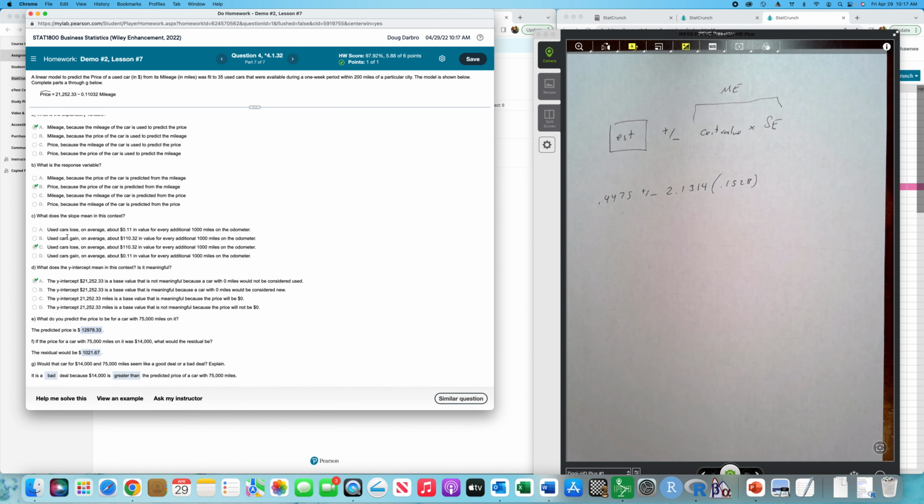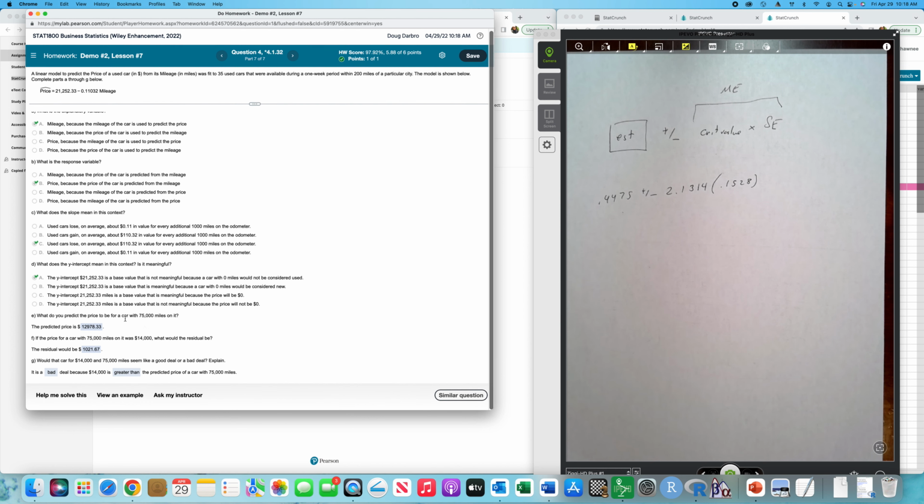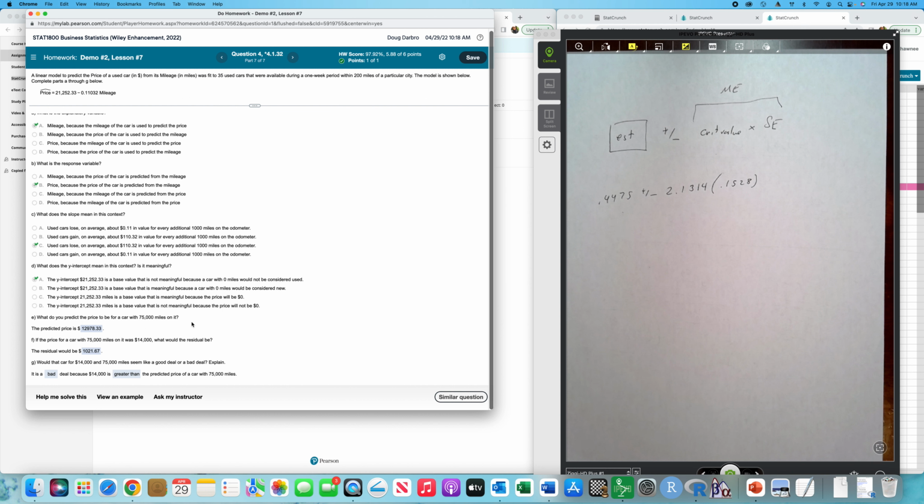The interpretation, the slope. So used cars lose, because we have a negative slope, about 110. So we multiply that by 1,000 because they are going according to 1,000 miles additional on the odometer. The y-intercept is the 21,250. So that's not going to be very meaningful here because the population of cars under study are used cars. And if a car has 0 miles, then it's not considered used.